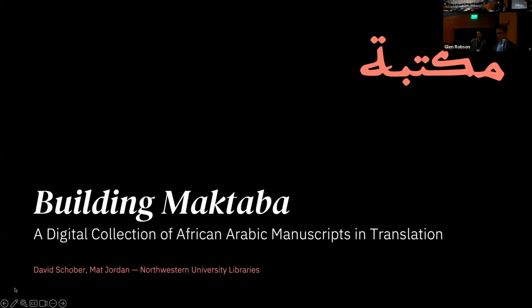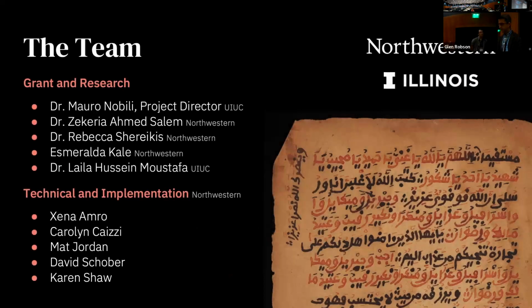NU's library holds over 5,000 original Arabic manuscripts and Ajami items collected in West Africa and housed at the Herskovits collection. The goal of the Maktaba project is to open these works up to a larger community, both scholars as well as the general public.